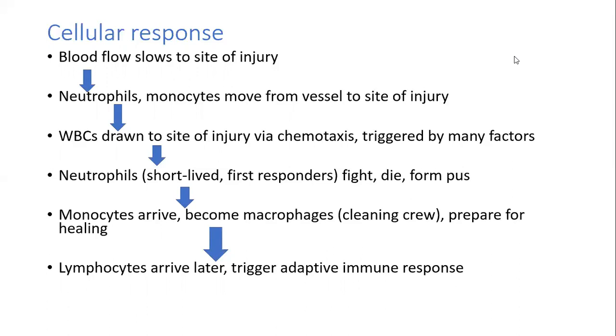One of the examples of the white blood cells that are along the side of the blood vessel wall are neutrophils. They are short-lived and they're the first responders. They get into the tissue, they fight the infection, they die, and they form pus. And then monocytes are kind of the second wave, which then become macrophages, which are the cleaning crew, and they prepare for healing. And then later, the lymphocytes arrive, and they trigger the adaptive immune response.